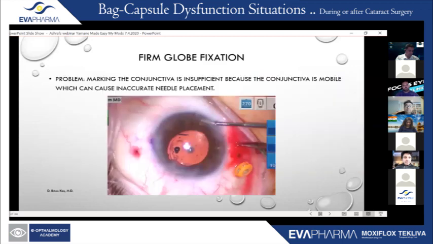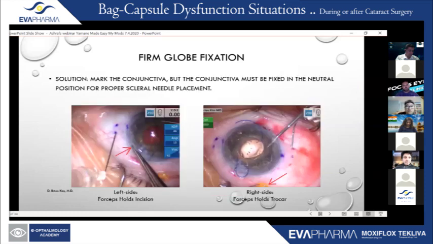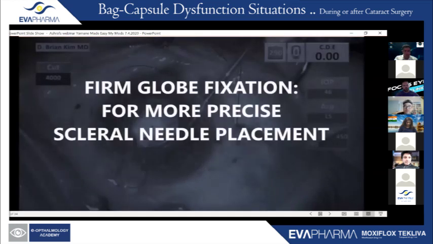Now, marking the conjunctiva is not sufficient because the conjunctiva is a mobile structure. And so it's important to keep the conjunctiva in the neutral position. In other words, you want to have the conjunctiva in the position that actually reflects your measurements. And so for the left side, I'm holding the incision with forceps. On the right side here, I'm holding the trocar. And so you're going to see this video that illustrates this point.